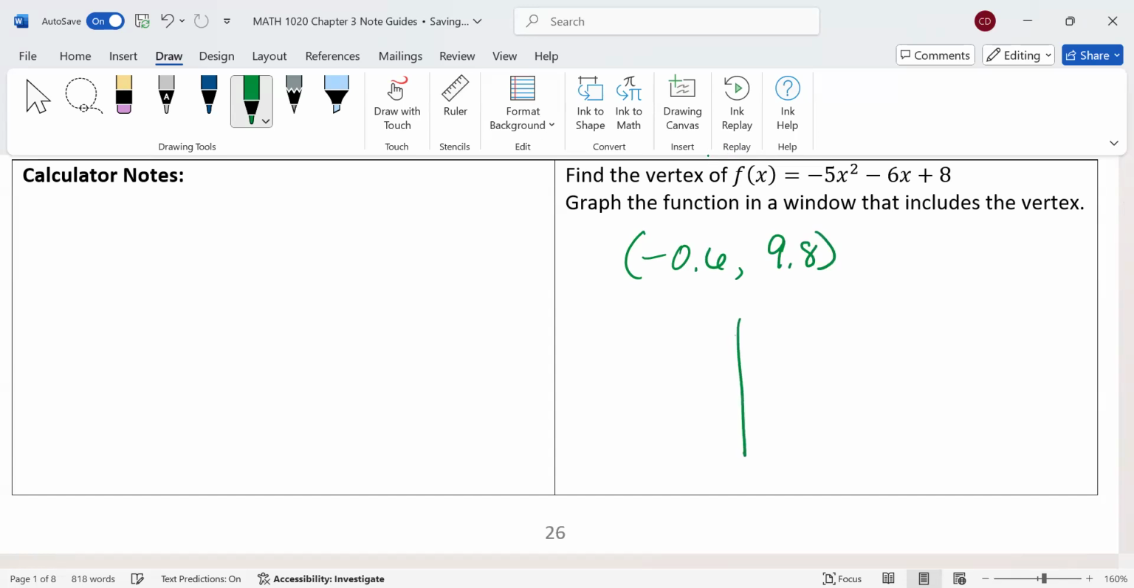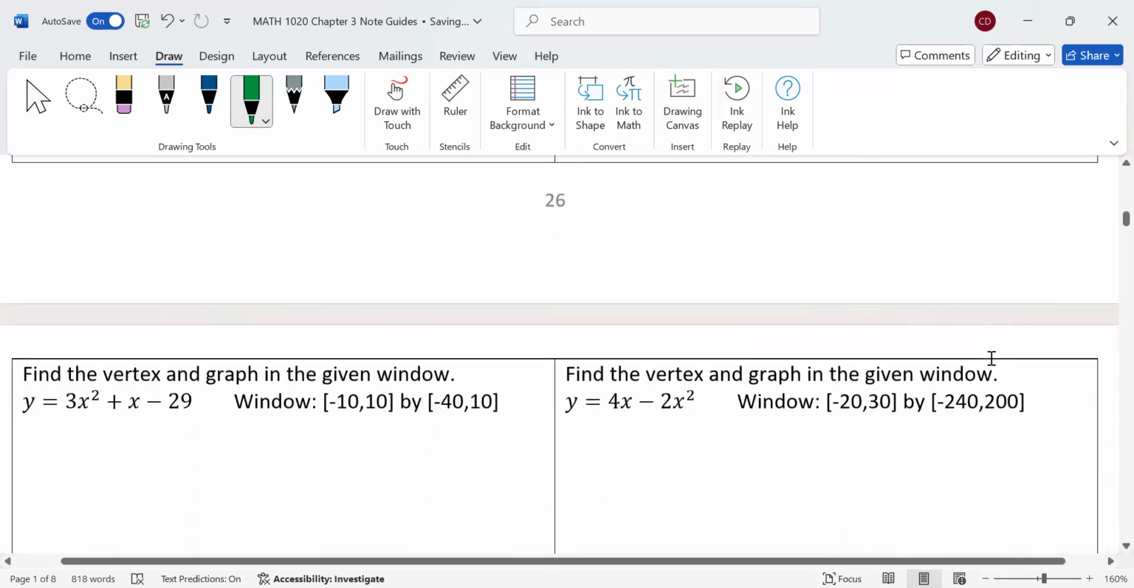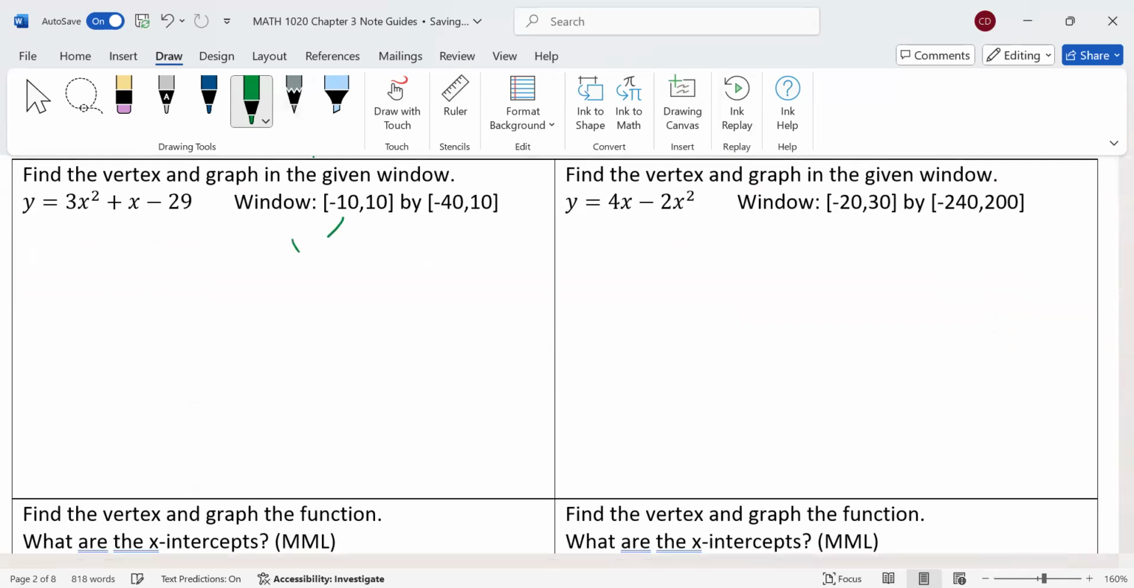And then they're going to want you to pick the graph. And this one opens down. So we keep going. The graph on this part is going to be multiple choice. Right, this one has some adjustments to the window. This is X min, X max, Y min, and Y max.